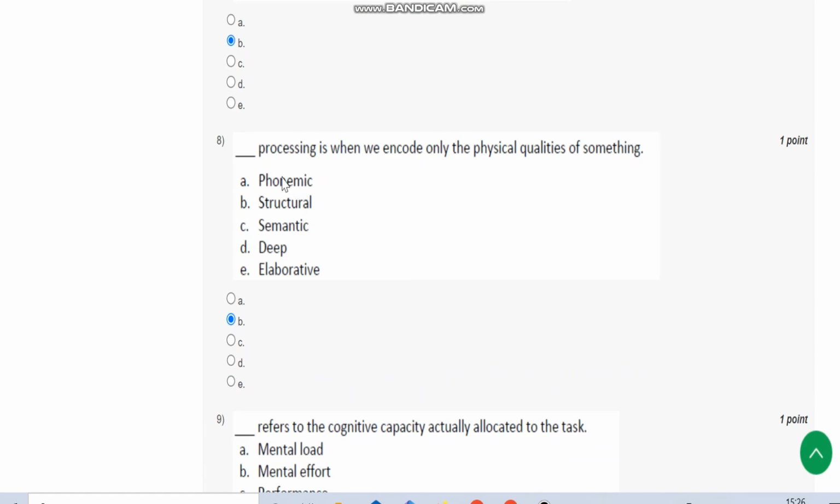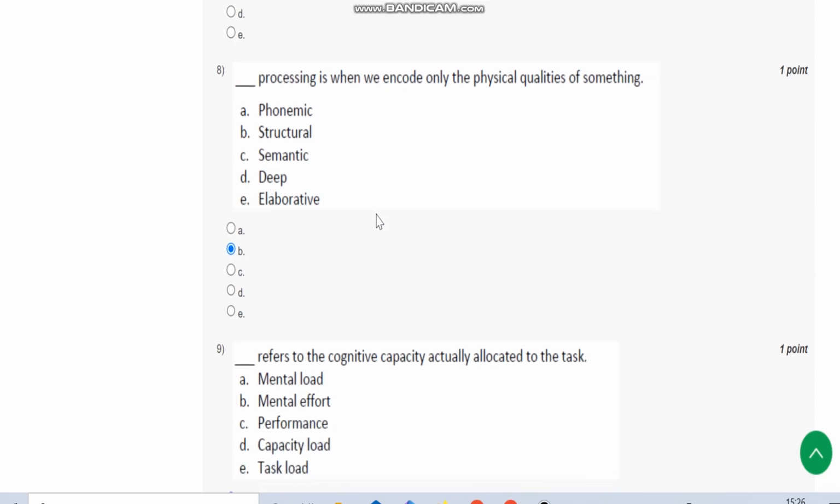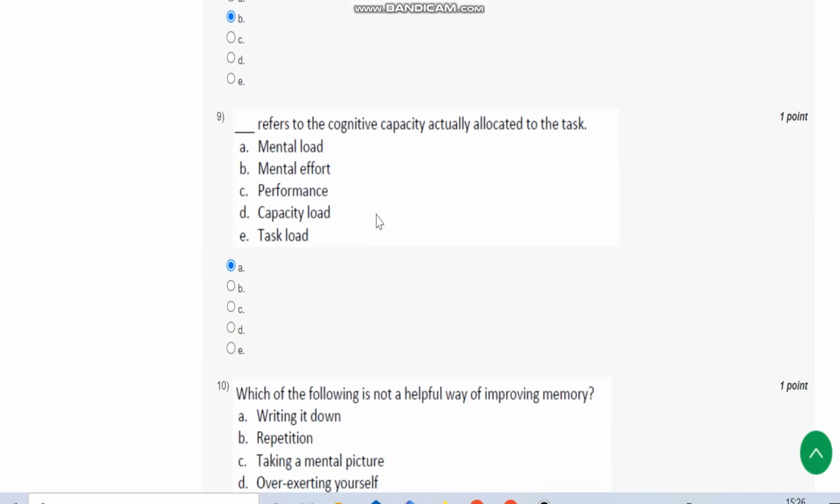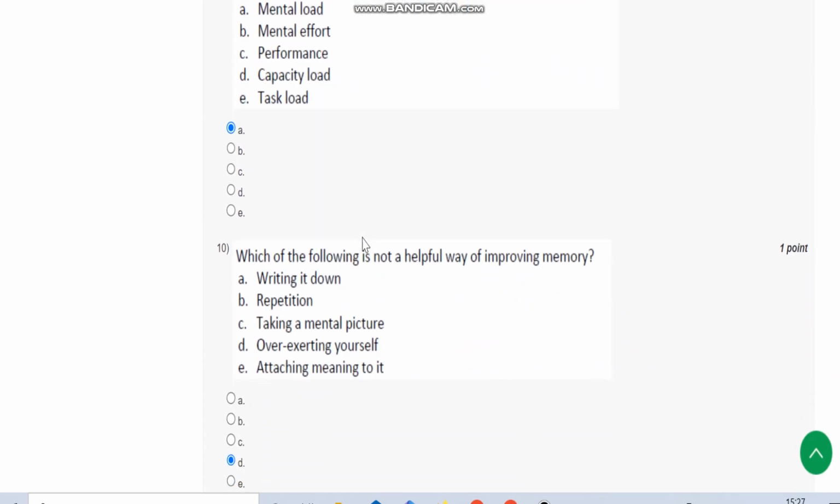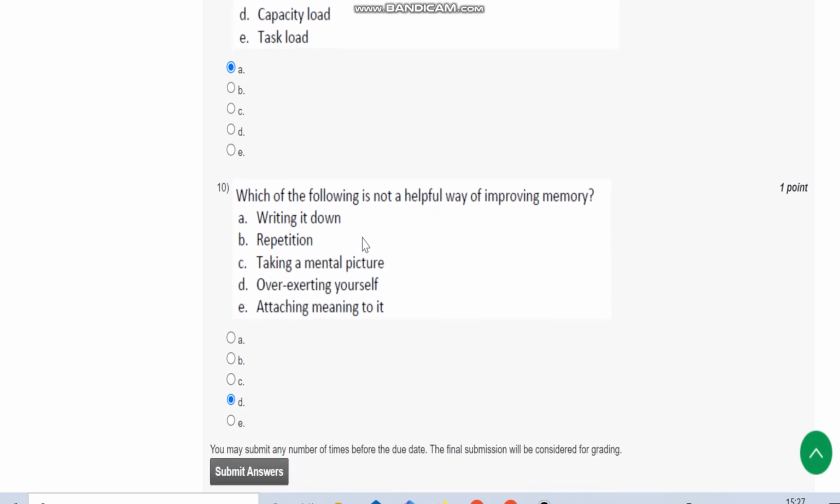Question number 8 is, dash processing is when we encode only the physical qualities of something. It is structural processing. Question number 9 is, dash refers to the cognitive capacity actually allocated to the task. It is mental load. Question number 10 is, which of the following is not helpful way of improving memory? D, that is over exerting yourself.